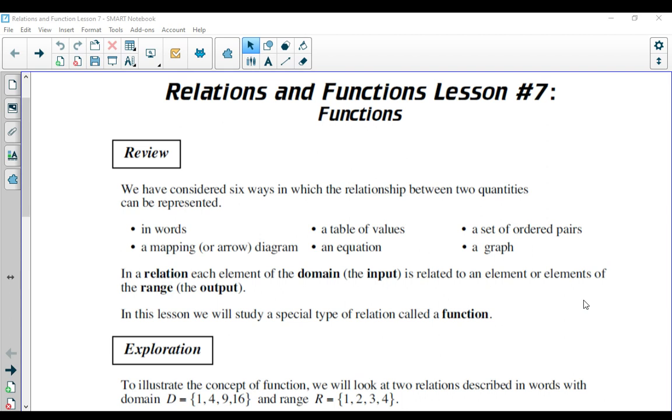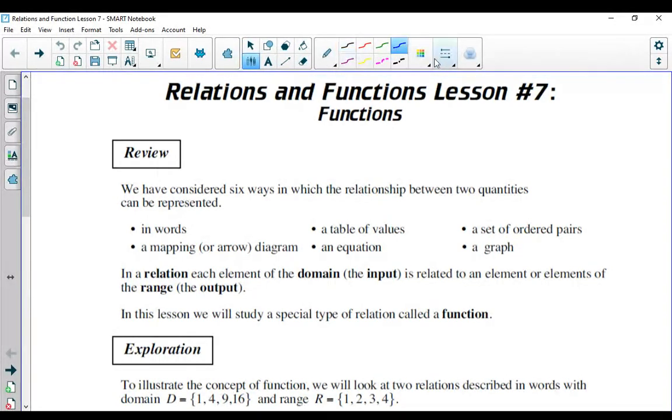Hello again, Math 10Cs. In today's lesson, we're going to talk about a special type of relation that's referred to as a function. And just as a quick reminder in terms of what a relation is in math, you can even see the definition part of the way down the page here. In a relation, each element of the domain, the input, is related to an element or elements of the range, the output. So I can give an example of what a relation would look like.